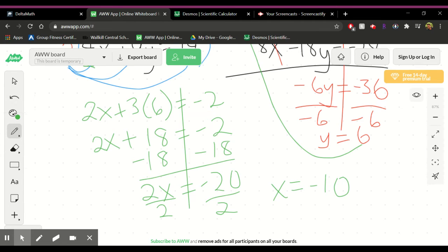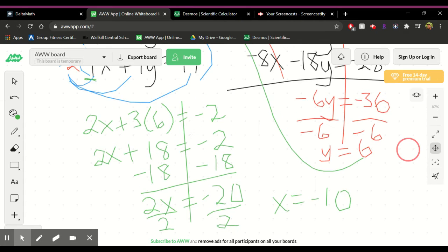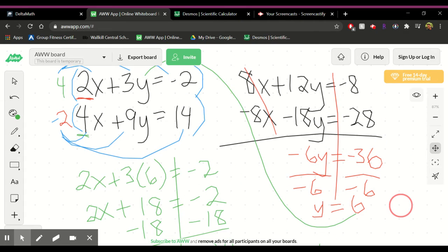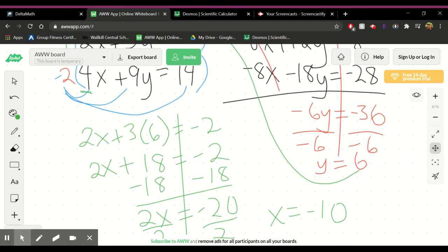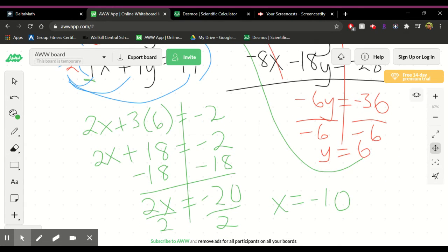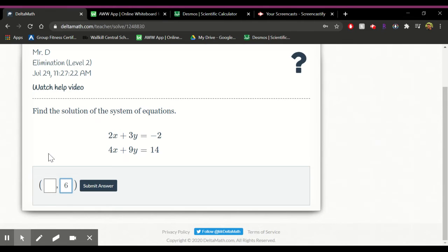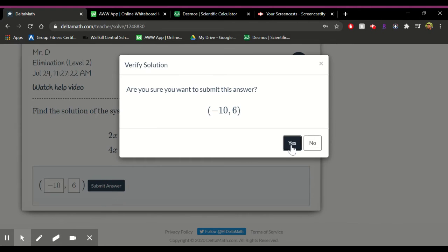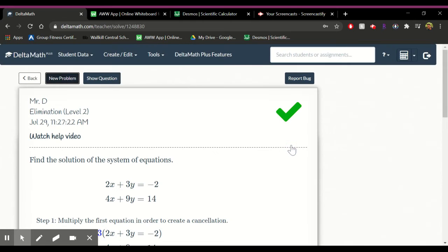All right, and that should work in both equations, right? Negative 20 plus 18... yep. Negative 40 plus 9 times 6 is 54. Yep, that should work in both equations. I was just double checking in my head. All right, let's do one more.